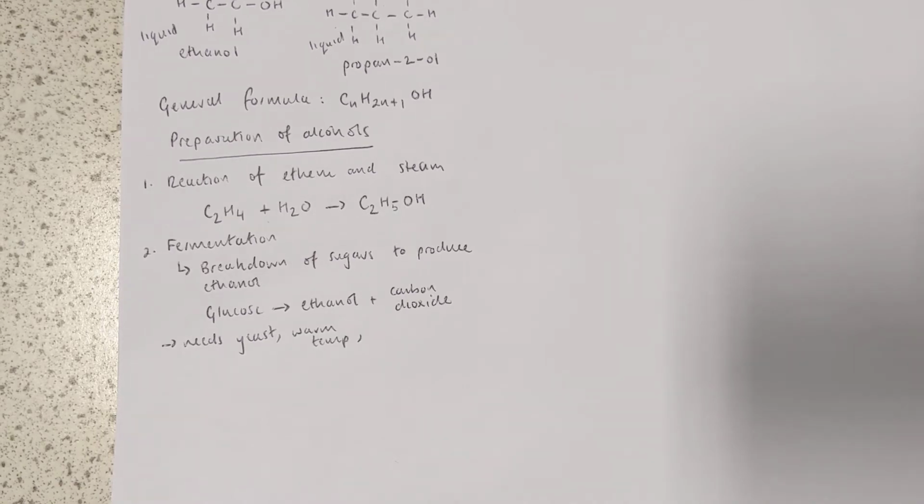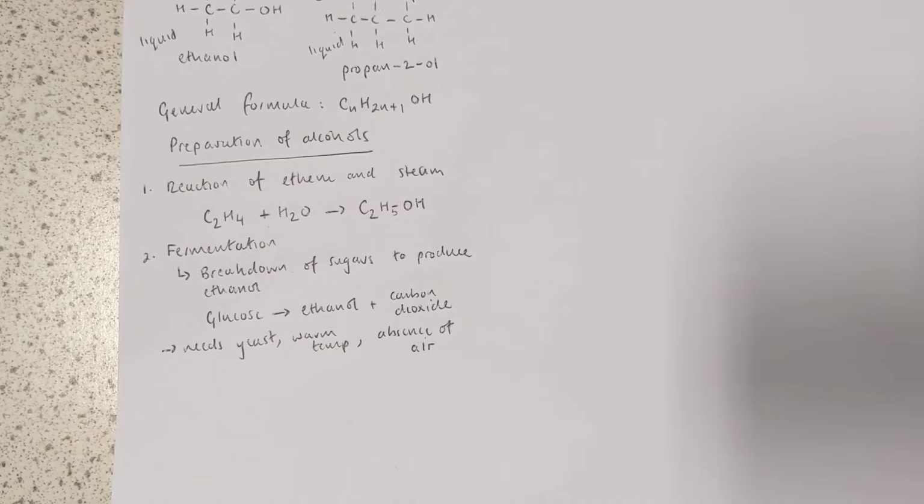You need warm temperature conditions. Now warm means anything up to but slightly below 37 degrees C. Above 37 the yeast will actually break down and die, so a warm temperature but not too warm. Final condition is an absence of air. You want these yeasts to undergo anaerobic respiration and not aerobic respiration. Anaerobic, which means without air, causes the yeast to make ethanol in this process.